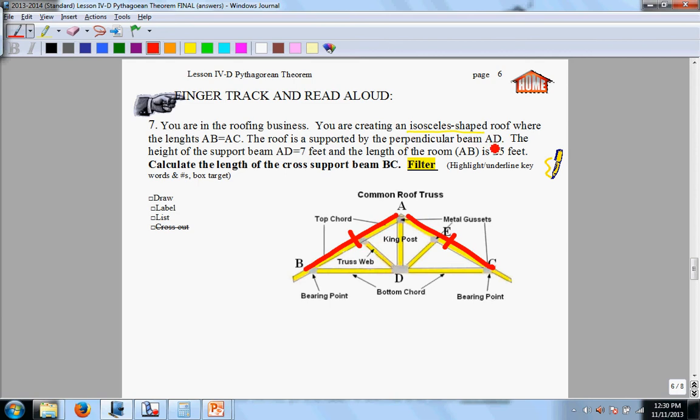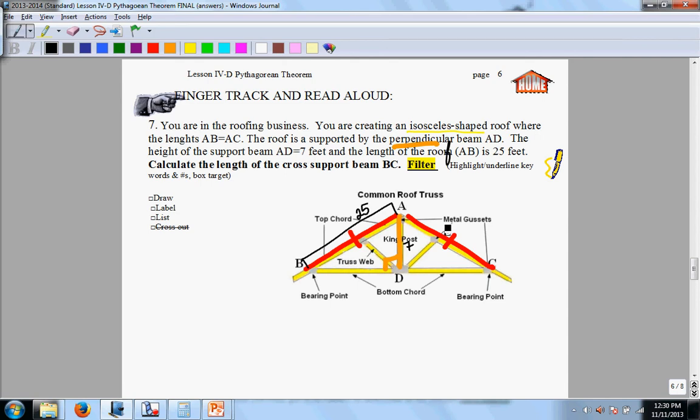The roof is supported by a perpendicular beam AD. So that creates your right angle. The height of AD is 7. And the length of the roof, AB, A to B is 25 feet. So from here to here, it's 25 feet.